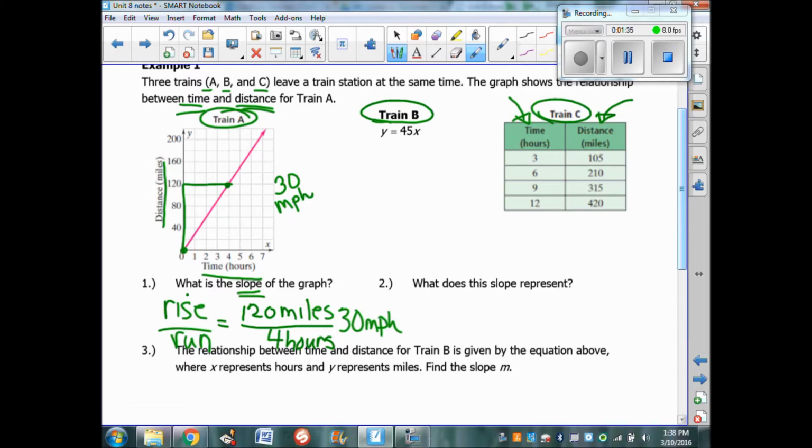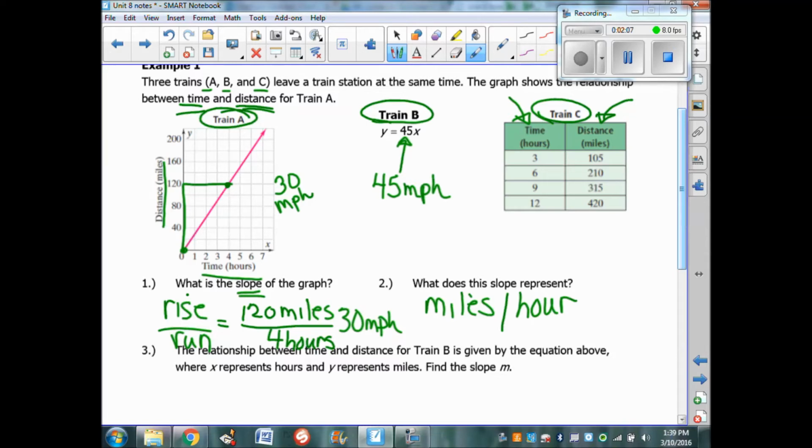So what's my slope in train B? Okay, we've got the equation, and we know my rate of change is 45 miles per hour. And it says, what does the slope represent? Okay, so we know that the slope represents miles per hour. Okay? And in that case, train A is moving at 30 miles per hour.